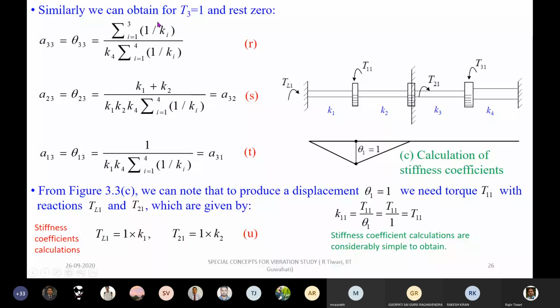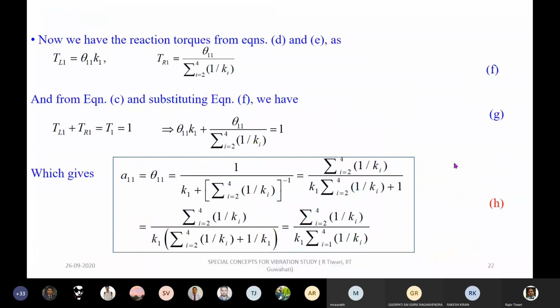Okay, so now this particular figure is for the stiffness calculation. This is not for the influence coefficient; this is for the stiffness calculation. In the stiffness calculation, maybe I can go back to the very first slide. This one.